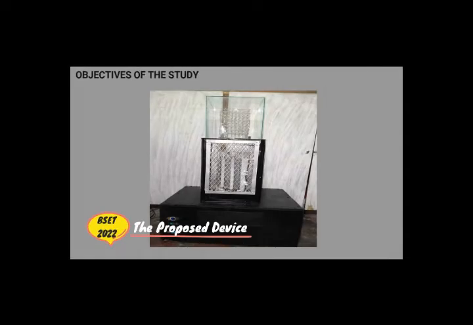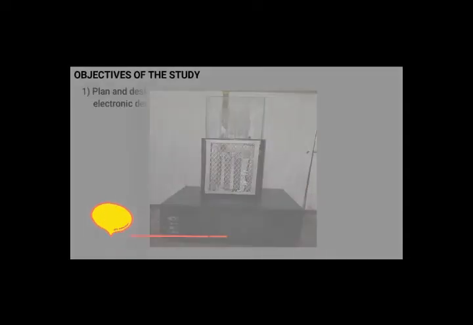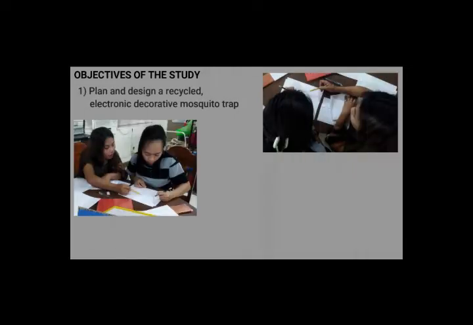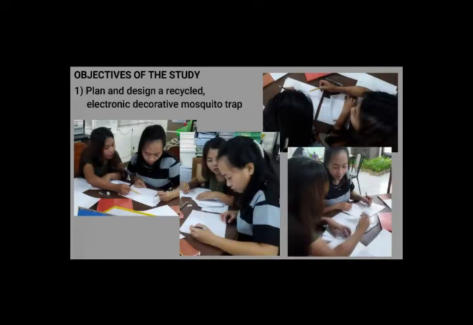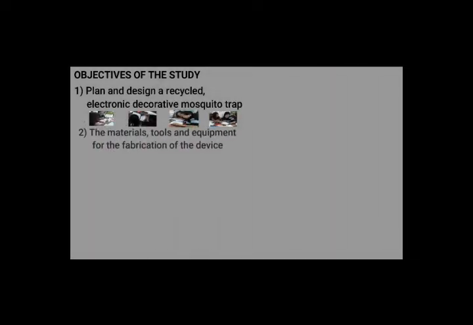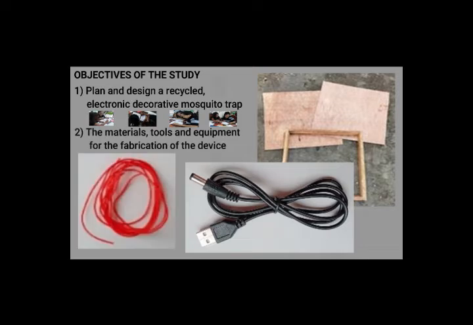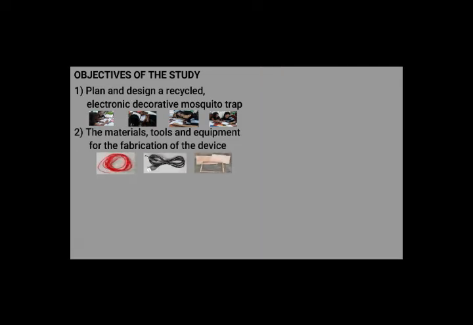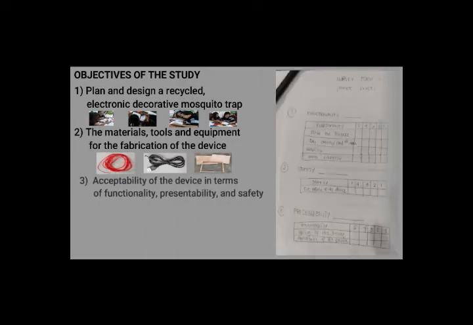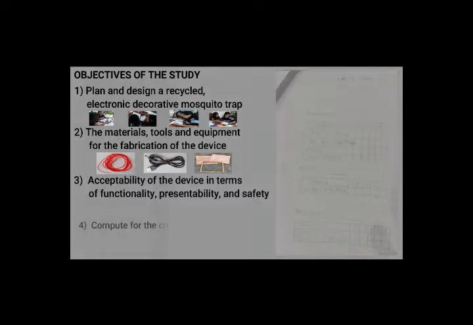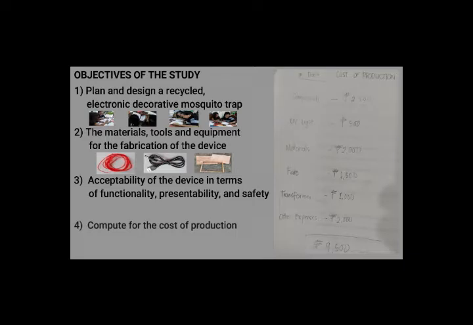Objectives of the study. There are 4 objectives of the study. First, plan and design a recycled electronic decorative mosquito trap. Second, the materials, tools, and equipment for the fabrication of the device. Third, acceptability of the device in terms of functionality, presentability, and safety. And the last is to compute for the cost of production.